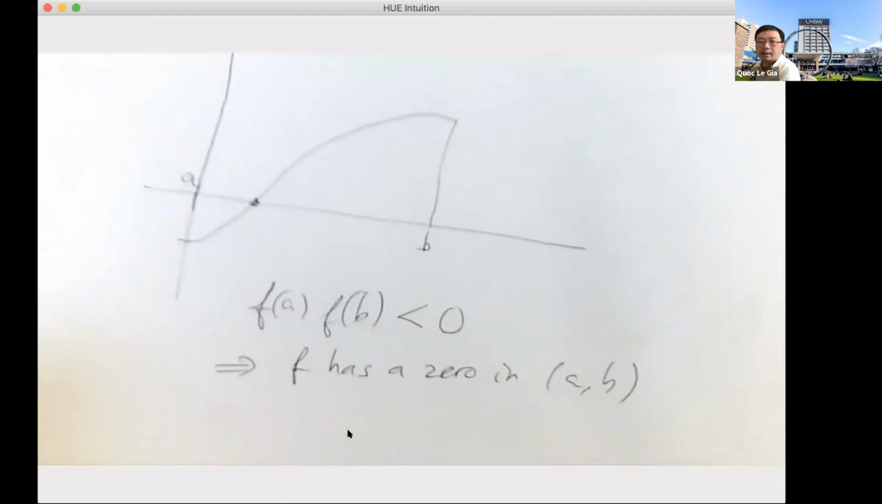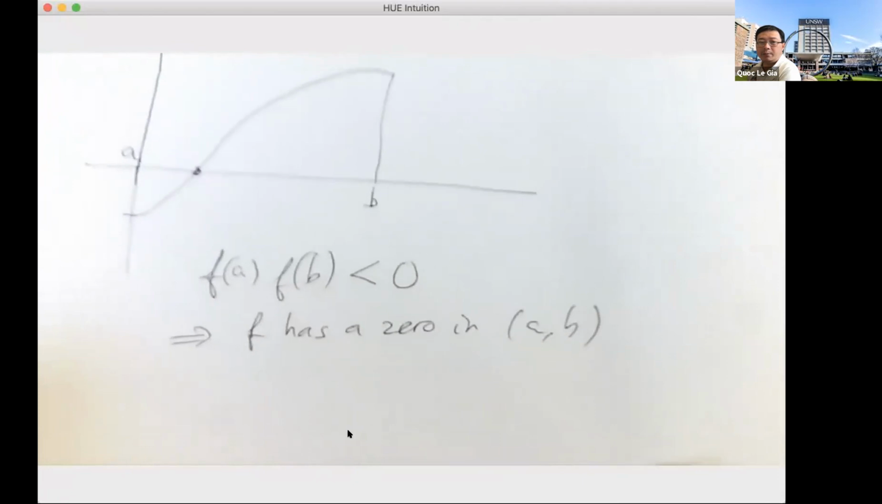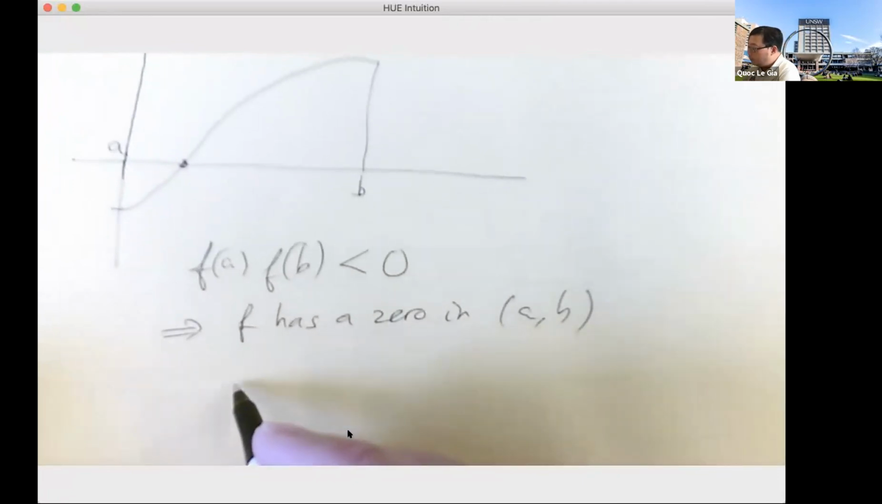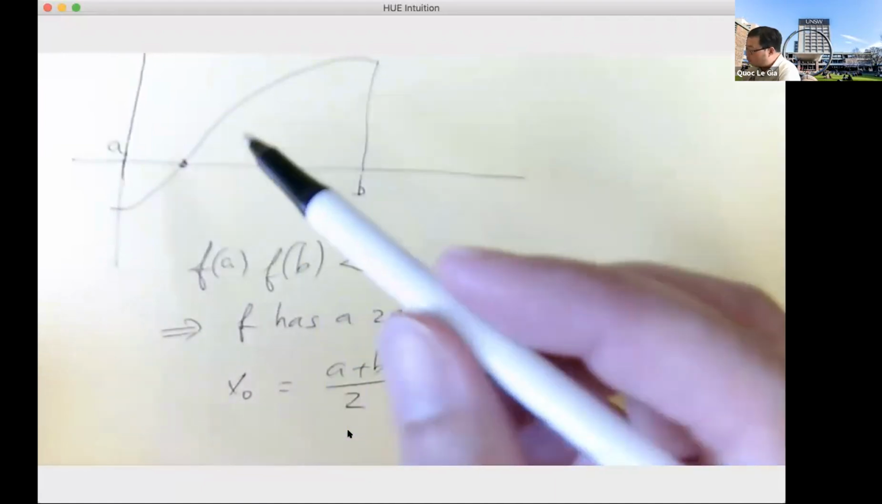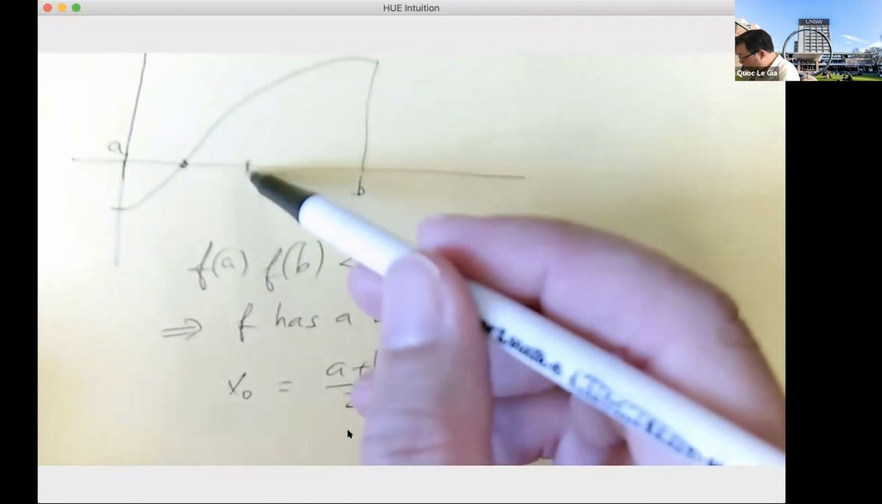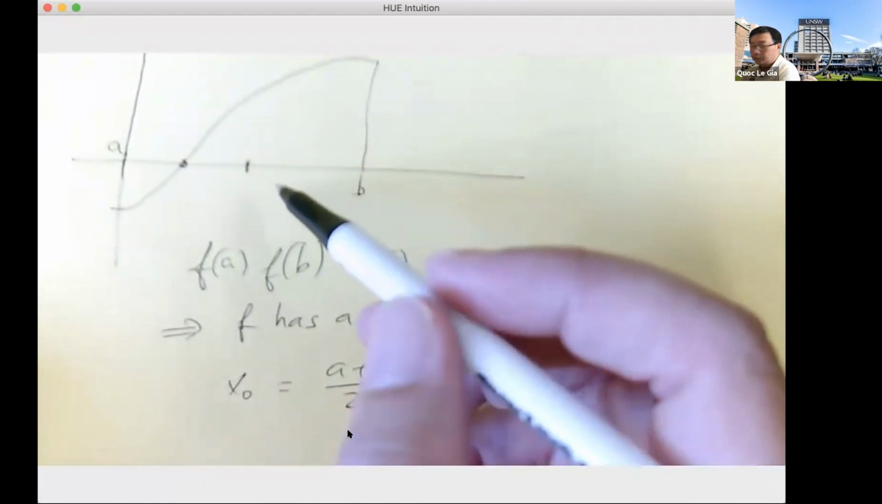And now what is the next step? So the next step is I try to find the midpoint. Now the midpoint will be, say, x0 equals (A plus B) over 2. So the midpoint will be right here. So this one will be my x0.